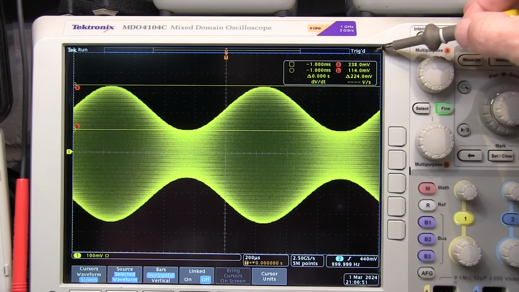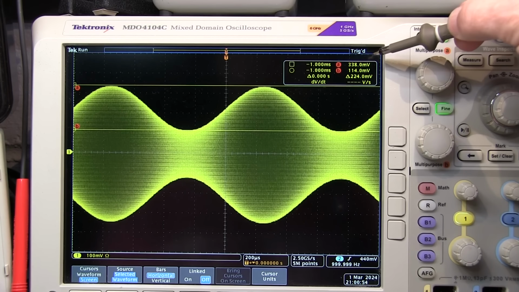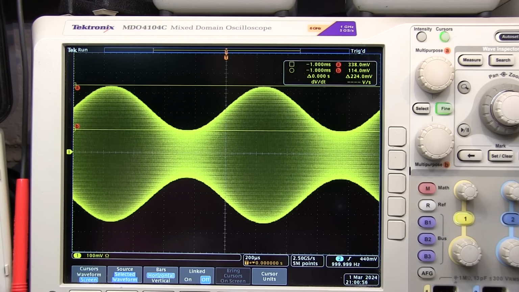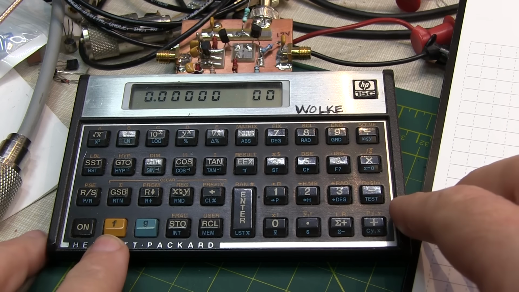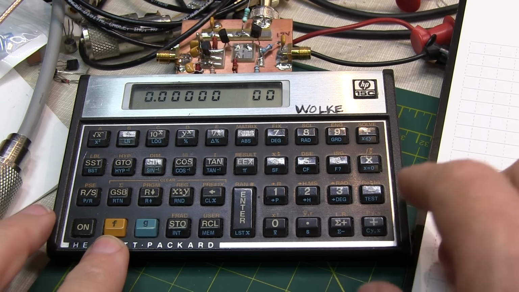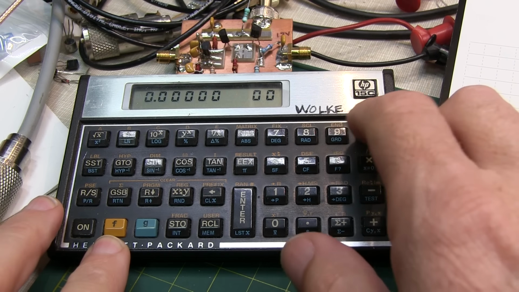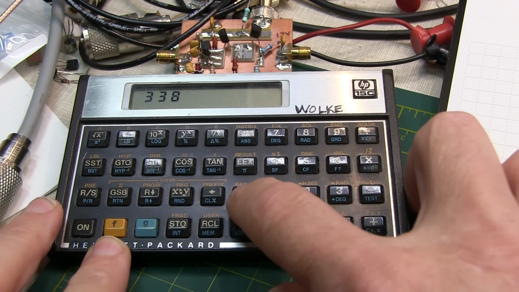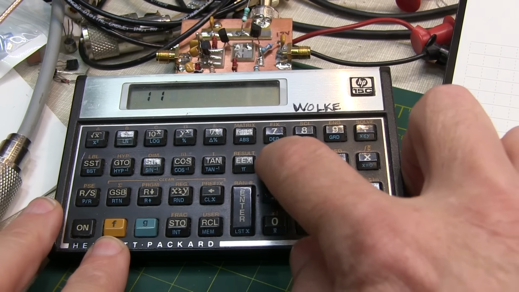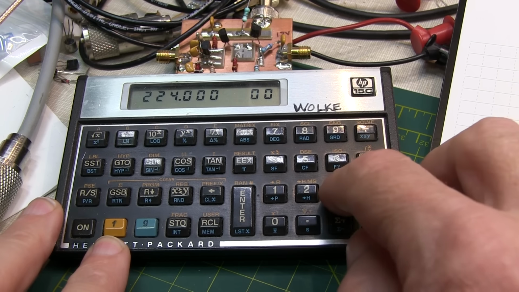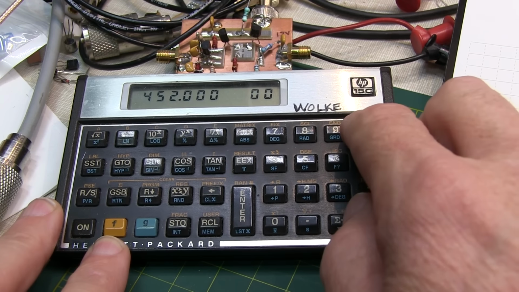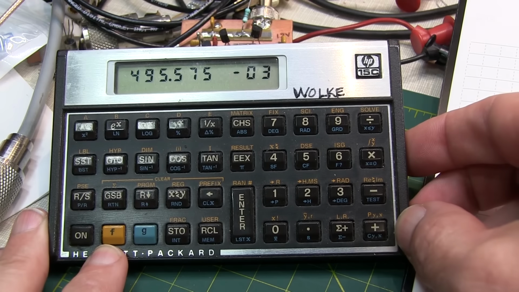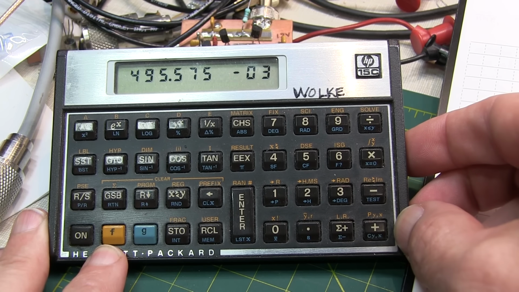Now, according to the cursor readout, my peak is at 338 millivolts. My trough is at 114. Let's run the calculation. All right, now I'm old school, so I'm going to use the RPN calculator here, but you can feel free to do this on your regular calculator as well. So we've got a peak of 338, and then our trough is 114. We'll subtract those. And again, we'll add our 338 and 114 together, and divide them. And you can see I get 0.495. Okay, so that's 495 times 10 to the minus 3, but that's 0.495.